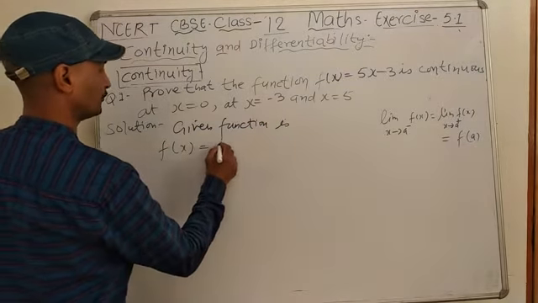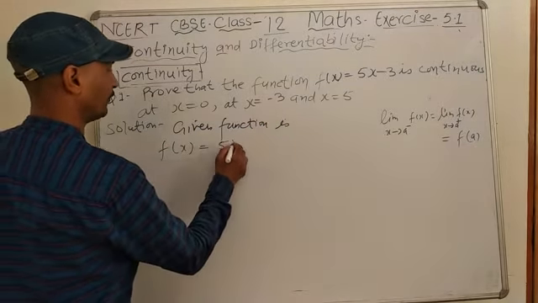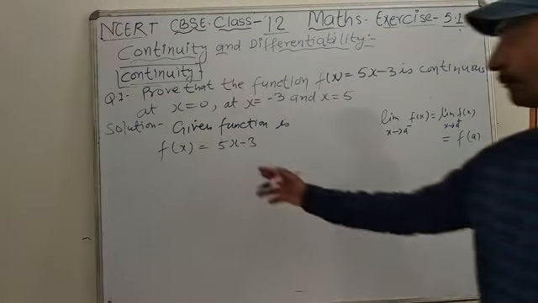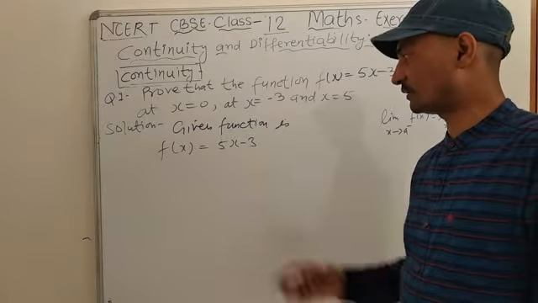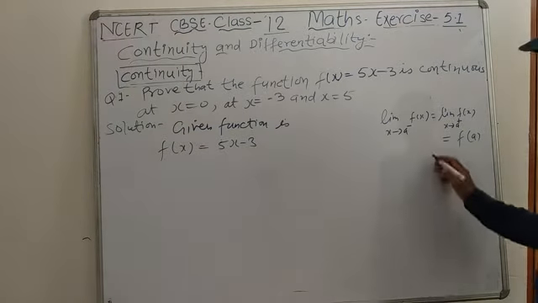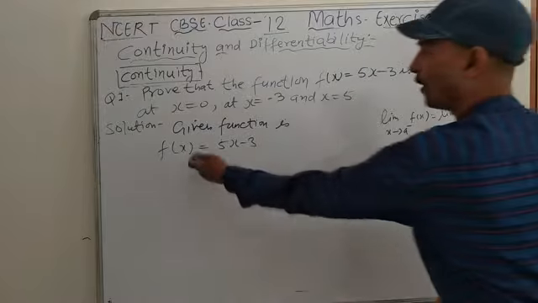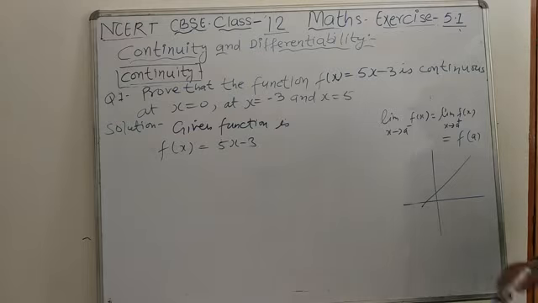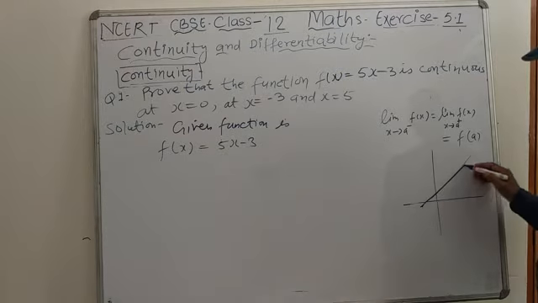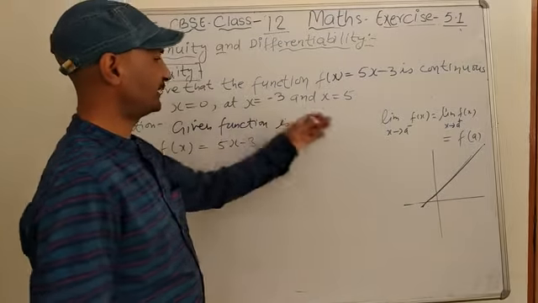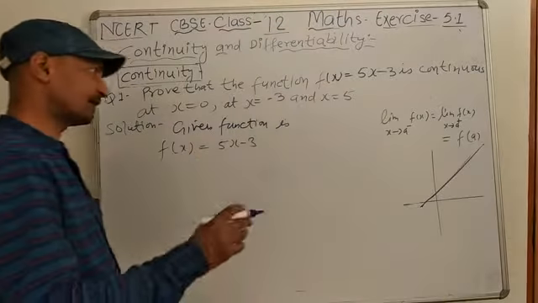f(x) equals 5x minus 3, and before doing this, first check which type of function this is. It is a linear polynomial. Linear means the highest power, that means the degree, is 1. A linear polynomial is always a continuous function, because if you draw the graph y equals 5x minus 3, we can see one straight line. So it is continuous at each and every point, x equals 0, x equals minus 3, at each and every point this function is continuous.